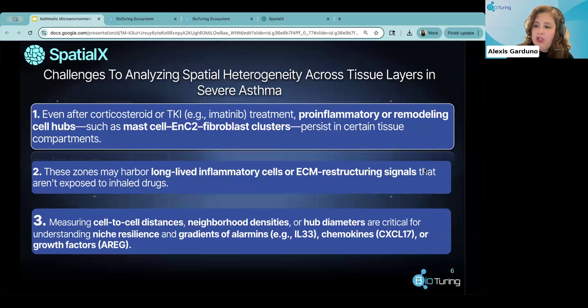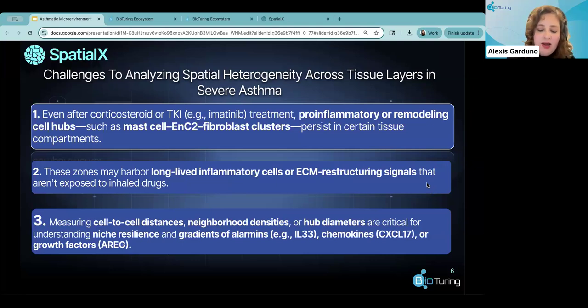Something that would be really interesting is how we can look at sample variability, so patient variability, and whether we see this consistency or whether it is only specific to certain patients receiving certain treatments. That's something we can try to visualize using SpatialX. The second challenge is how these zones may harbor other types of inflammatory cells, not only the extracellular matrix restructuring signals, but how this affects inhaled drugs or exposure to these. And the third is how we can measure these cell-to-cell distances.